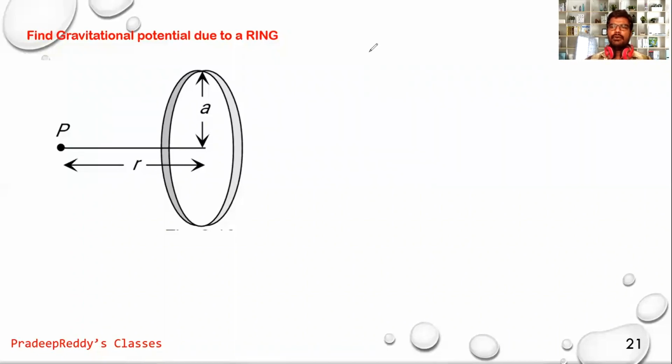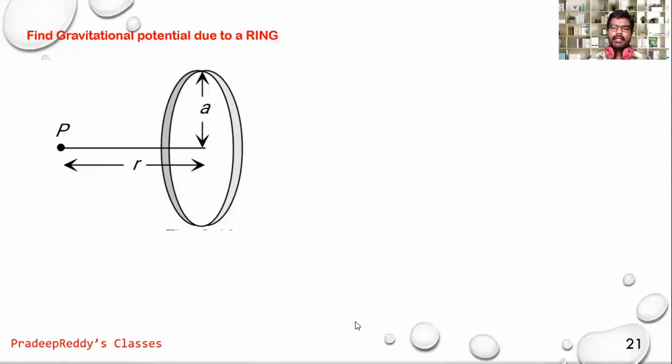In the last video also, we learned about finding gravitational potential due to point masses, gravitational potential and gravitational potential energy. So in this video session, we will now be learning how to find gravitational potential due to a ring. So we will now be calculating gravitational potential due to this ring.